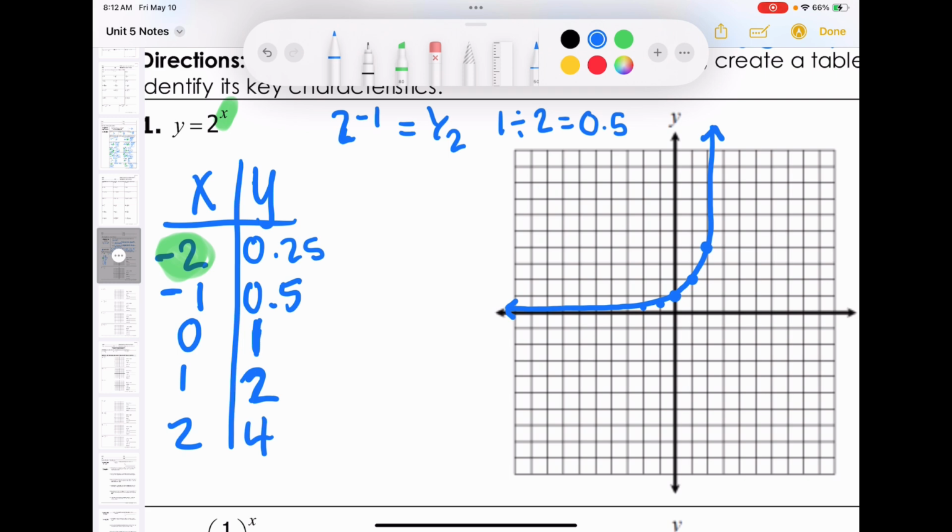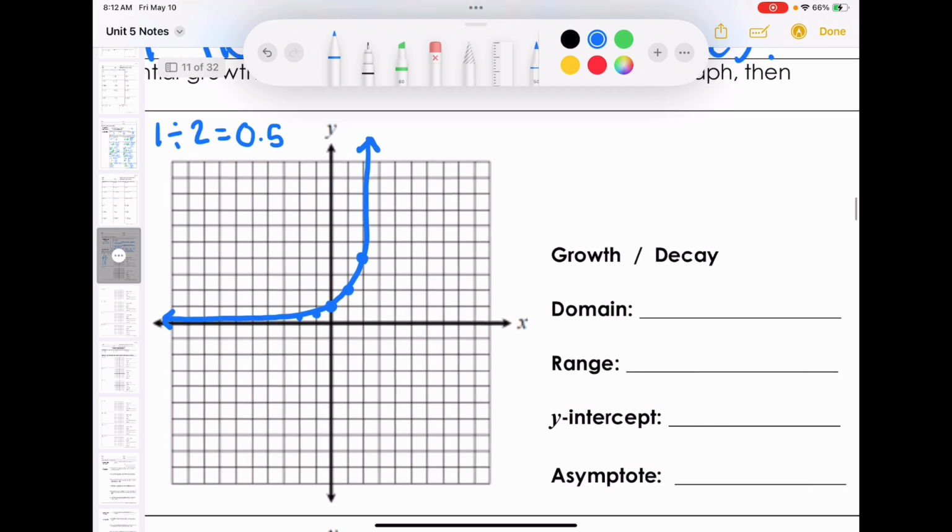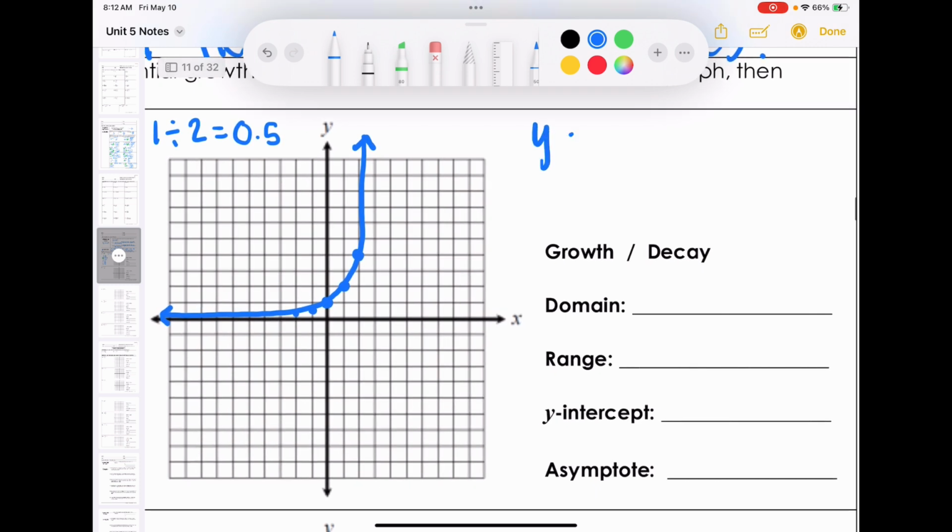All right, so now we're going to do the key characteristics. So growth or decay. Remember, my function was y equals 2 to the x power. Whatever number sits with x, that tells us if it's growth or decay. So if 2 is bigger than 1, it's growth. If it's in between 0 and 1, it's decay. So 2 is bigger than 1, so that means this is a growth function. All right, your domain is always going to be all real numbers.